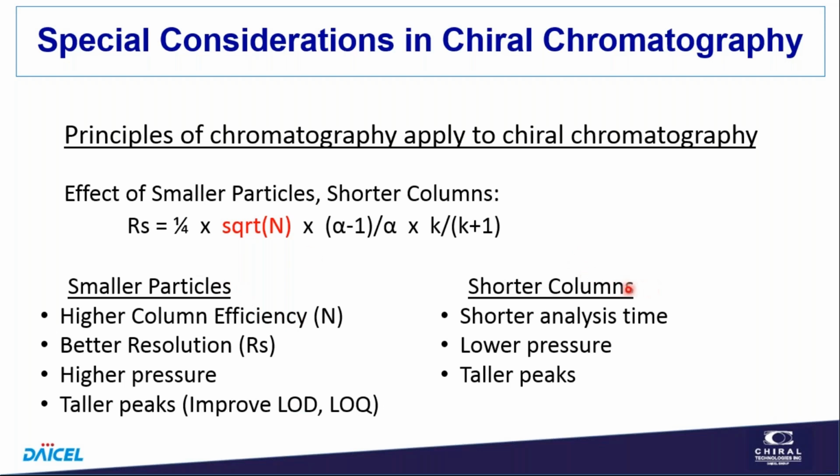There are also some advantages to using a shorter column. We have shorter analysis time. Obviously, from the shorter column, we have lower pressure, so we may be able to run at a higher flow rate even and reduce analysis time further. As we discussed earlier, the retention factors are unaffected by flow rate. And this is a little counterintuitive, but on shorter columns, you also get taller peaks.